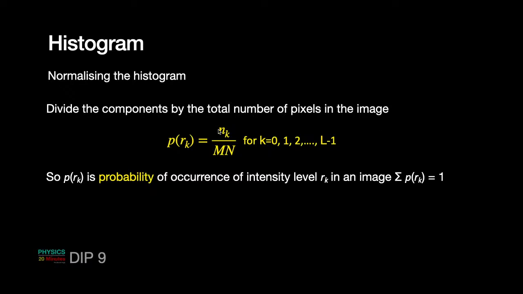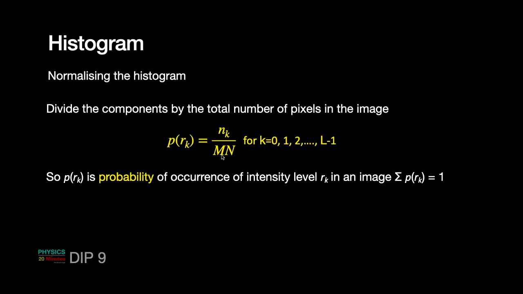So nk is the actual number of pixels, and if it is an m cross n image, then m into n is the total number of pixels. So we divide nk by mn, and this gives me a normalized histogram. Think about it. What would be the maximum value of the normalized histogram or this function?